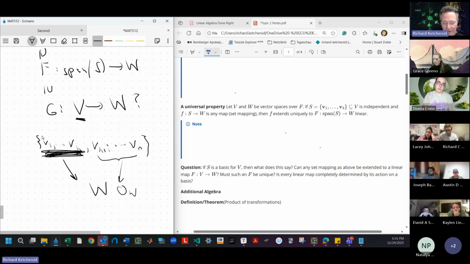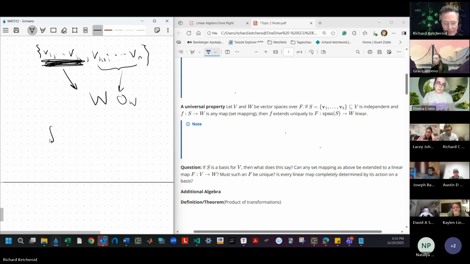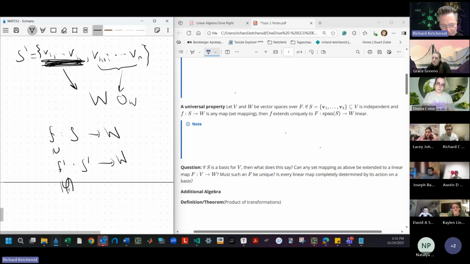So I can take my F, which is going from S to W, and I can extend it to some F prime, going from this whole set, let's call this S prime, this is a basis now, to W, right? And then I can take this F prime and extend it to F prime going from all of V to W, all right?